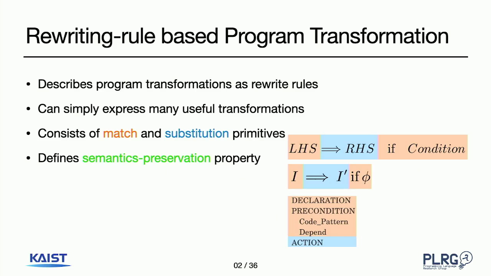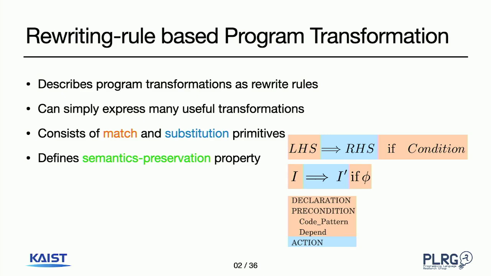Rewriting rule-based program transformation describes program transformation as a rule which specifies which part of the program should be replaced by which part. Because of its simplicity, it is useful for automatic verification of transformation components or synthesizing program transformations. And the rewriting rule consists of match and substitution primitives. The match means the syntactic and semantic condition of the target component, and the substitution means the replaced component.